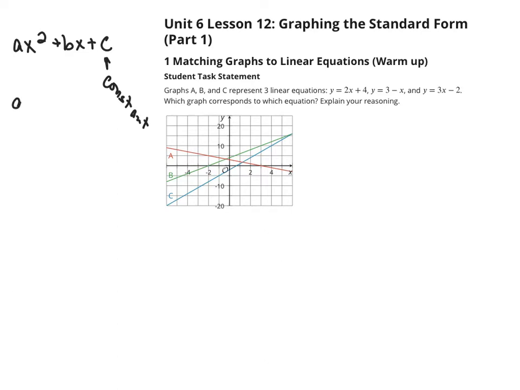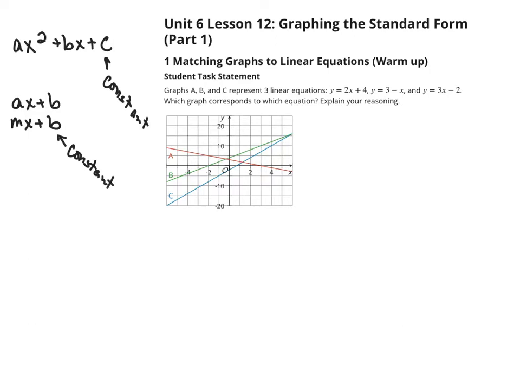The linear standard form is ax plus b, where a is the slope. We often use mx plus b, and b is the y-intercept and a constant. Okay, all right, let's dive right in.